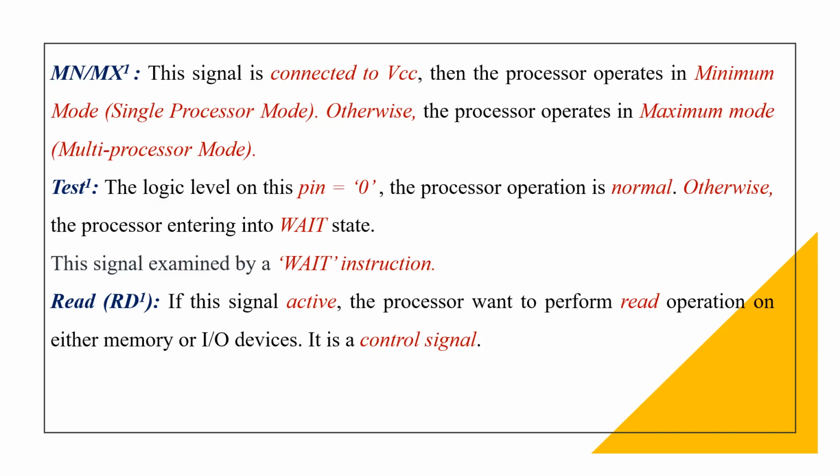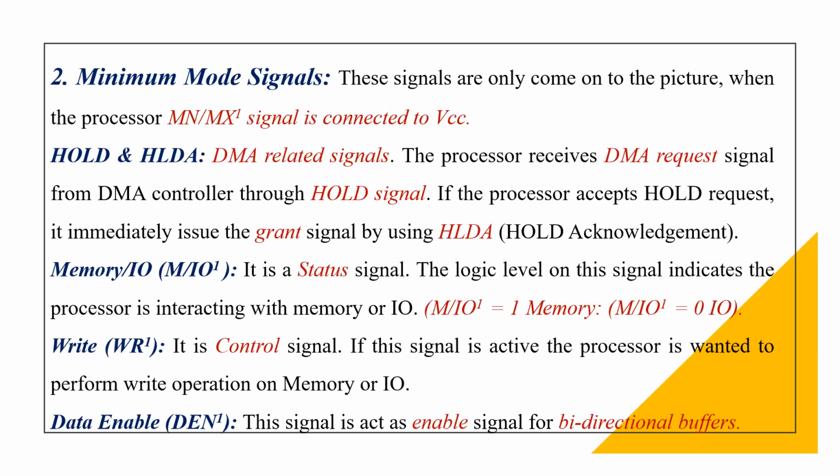And one more signal here is RD bar. That is basically a control signal. It is an active low signal. The control signal is generated by the processor. Whenever the processor wants to perform a read operation on either a selected memory location or an IO device, it will generate this control signal. So these are the common signals of 8086.